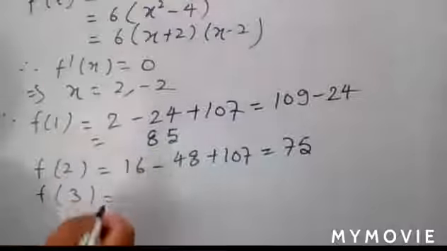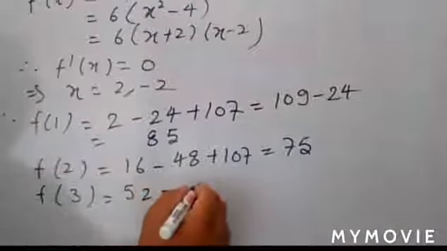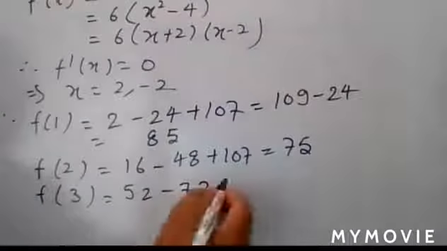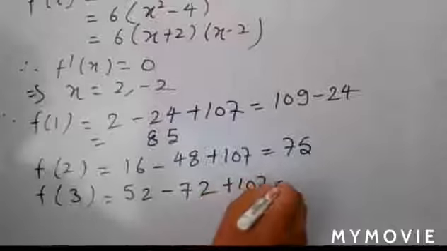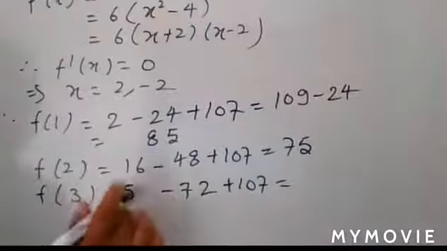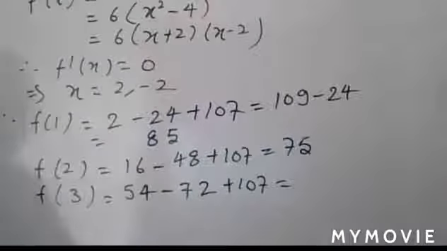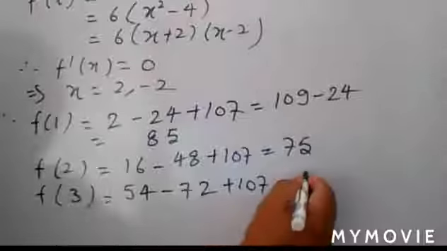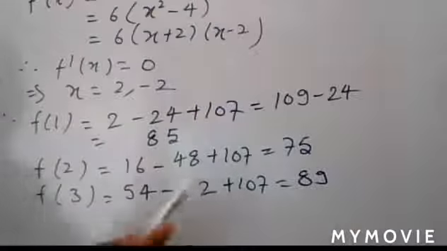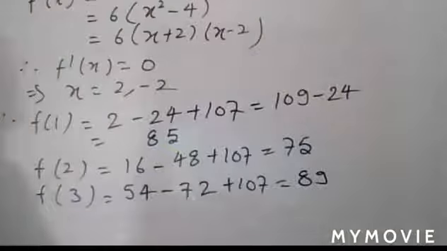So here you have 27 into 2, which is 54, minus 3 into 4, which is 12. Oh sorry, here you have 54 minus 72 plus 107, and simplifying here you have 89. Now just see, out of these three values, which one is the maximum value?